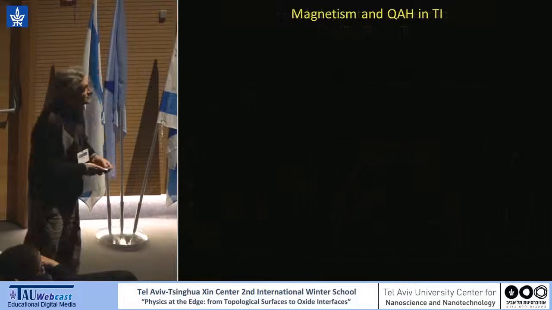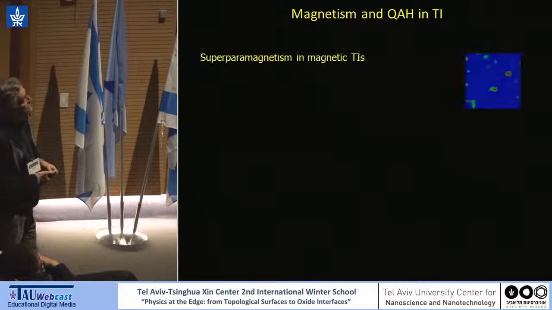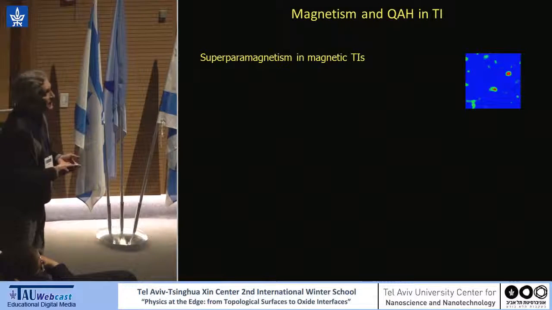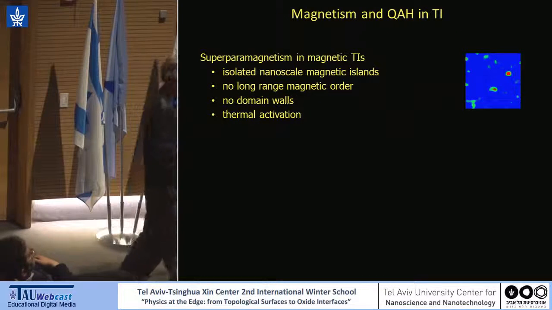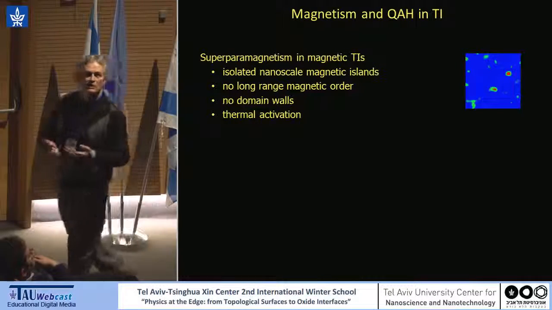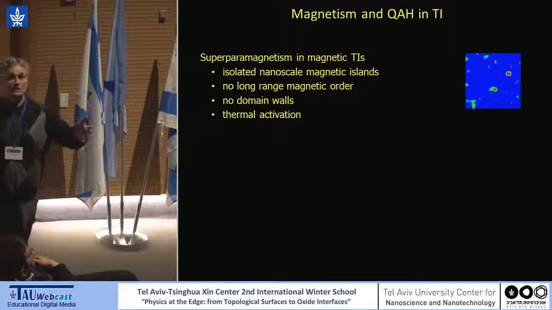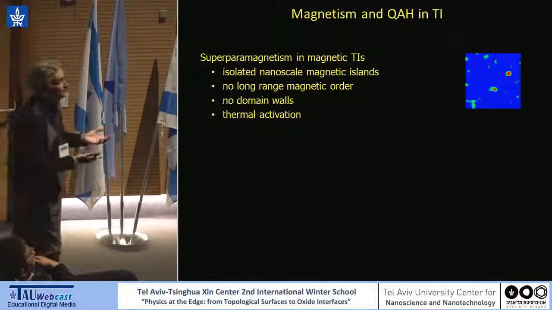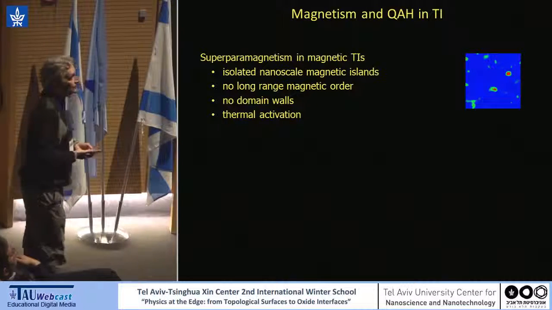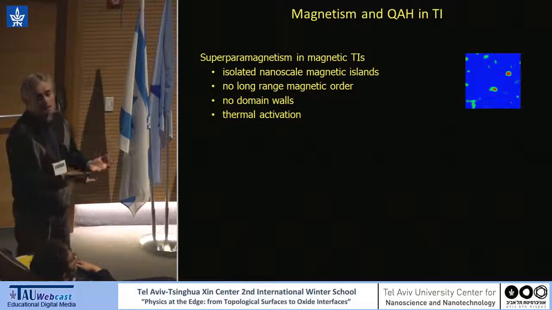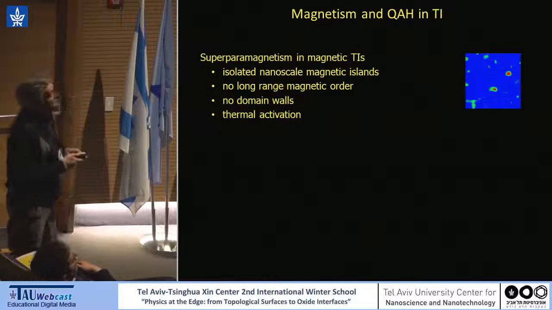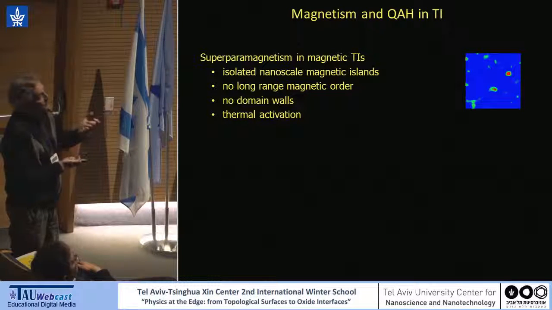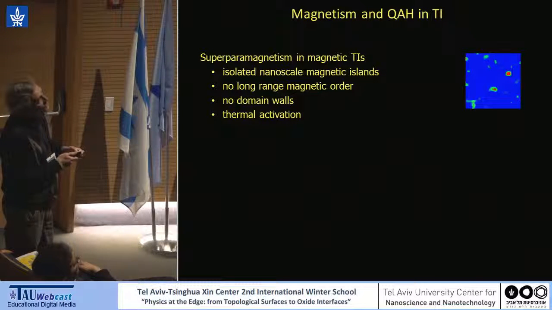So let me just summarize the observations. So first of all, instead of seeing a ferromagnetism, which we expect, so the main idea is that we have to have a long-range ferromagnetic order in order to break the time reversal symmetry, in order to establish a macroscopic quantum state. This is not what we see. The system is highly non-uniform, and it's very surprising how come such a disordered system shows a macroscopic quantum state. So what we see is isolated nanoscale magnetic islands that behave like superparamagnets. There's no long-range magnetic order.